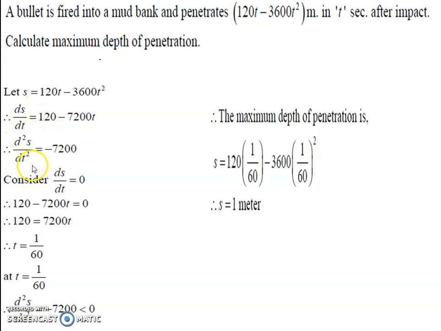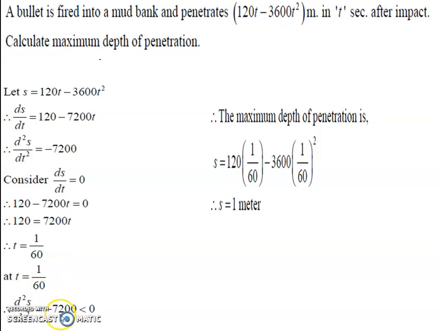d square s upon dt square is 120, derivative is 0, minus 720 t derivative is 1. So minus 720, it is obviously less than 0. We have to find the value, so ds upon dt is 0. So 120 minus 720 t is equal to 0, 120 is equal to 720 t. Therefore t is equal to 1 upon 60.